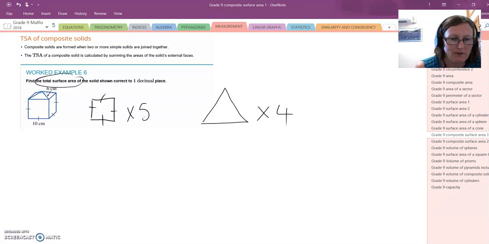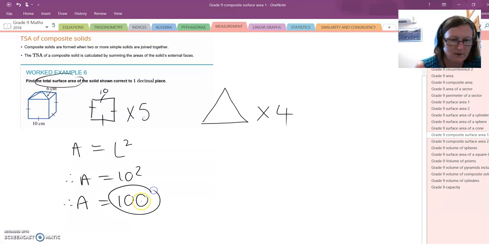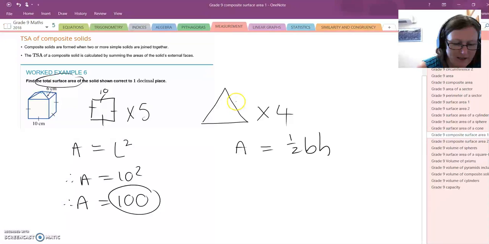Let's look at our 5 squares. The area of a square is length squared. In this case, the length of the square is 10. So the area is 10 squared. The area of each square is 100. The area of the triangle is half base times height. For this triangle, the slant height is 6 and the base is 10.